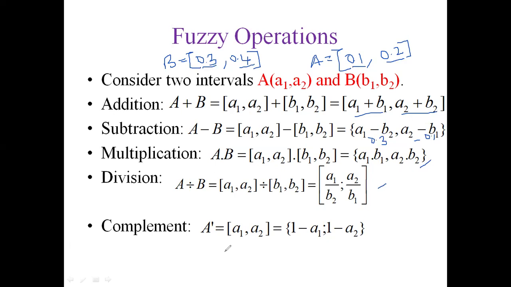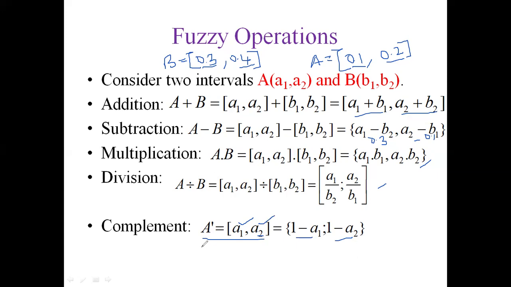Coming to the complementary function. What do you know about complementary? It is 1 minus something. A's complement is called A bar, B's complement is called B bar. So A dash we can write as 1 minus A1, and instead of A2 we can write 1 minus A2. So this is the complementary function.